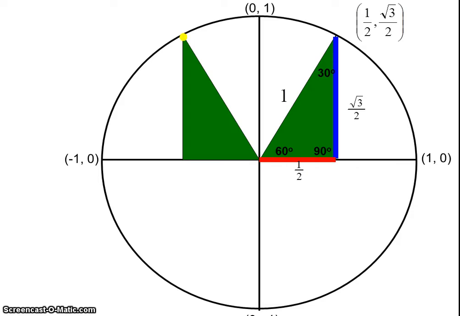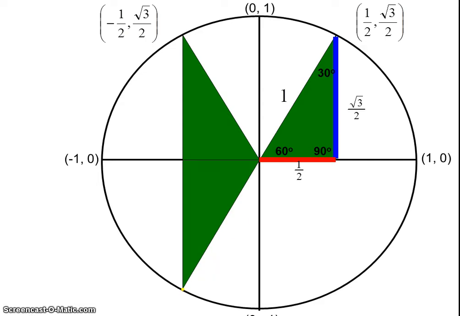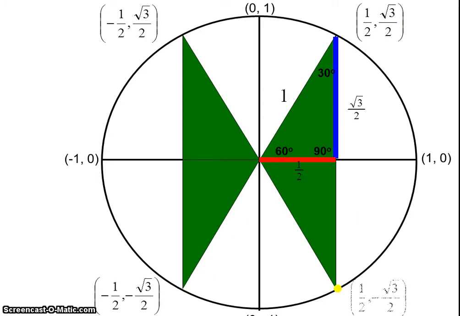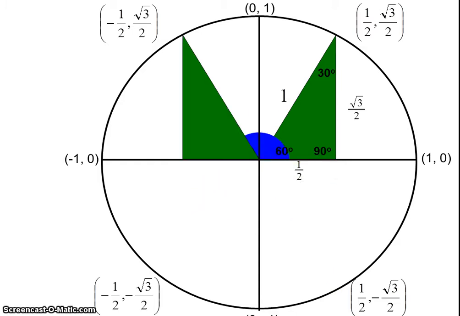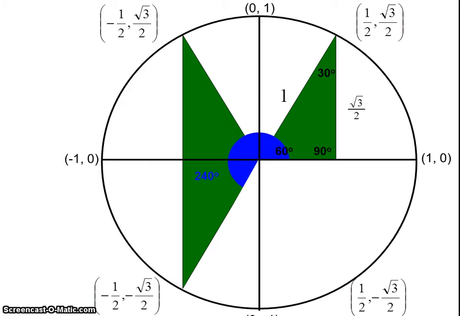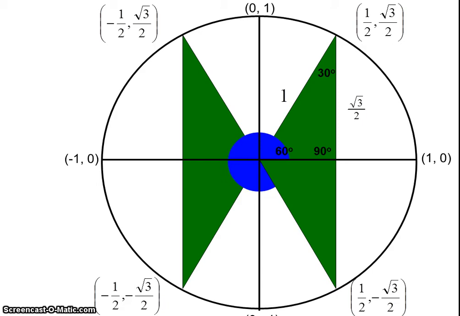Put that same 60-degree reference angle in quadrant 2, that's a negative positive. Put it in quadrant 3, where we have negative negative, and then in quadrant 4, positive negative. How does this relate to the actual angles? Well, in quadrant 2, we're talking about a 120-degree angle. In quadrant 3, we're talking about a 240-degree angle, and in quadrant 4, it's going to be a 300-degree angle.